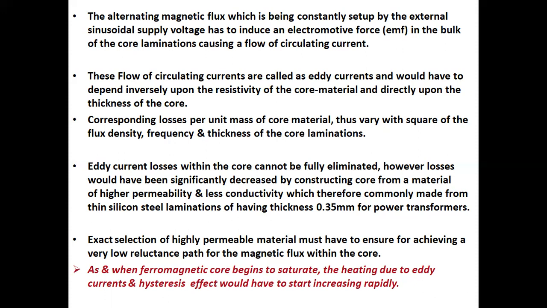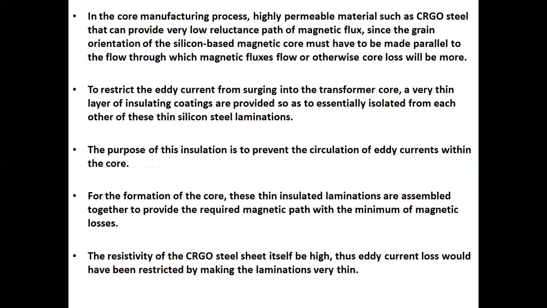Important point: as and when the ferromagnetic core begins to saturate, the heating due to eddy currents and hysteresis effect starts increasing rapidly. In the core manufacturing process, highly permeable materials such as CRGO steel are used to provide a very low reluctance path for magnetic flux, since the grain orientation of the silicon-based magnetic core must be made parallel to the direction through which magnetic flux flows, or otherwise core loss will be more.